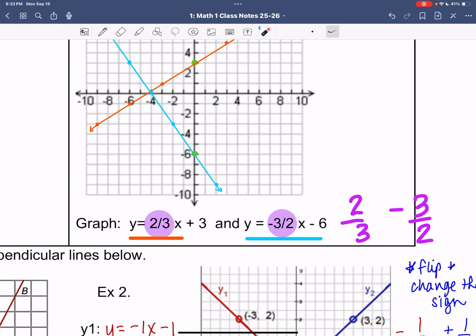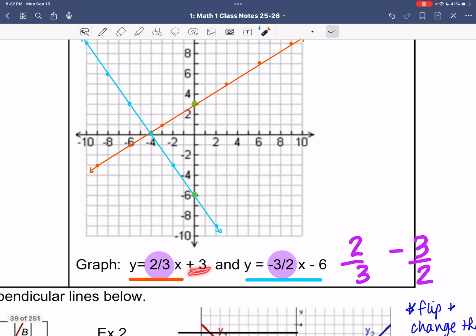So let's look here. On our first line, our slope is 2/3. So we're going to start at +3, and our slope is to go up 2 and to the right 3. So we can go up 2 to the right 3. We can also go down 2 and to the left 3. So down and to the left, down and to the left.